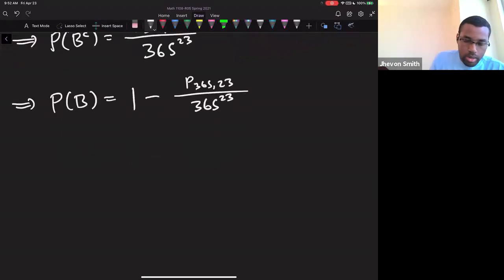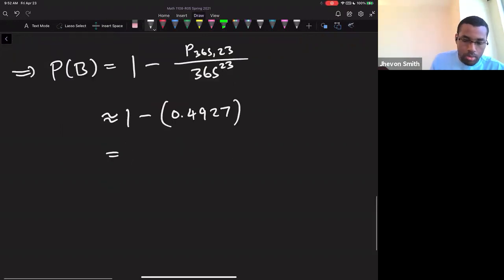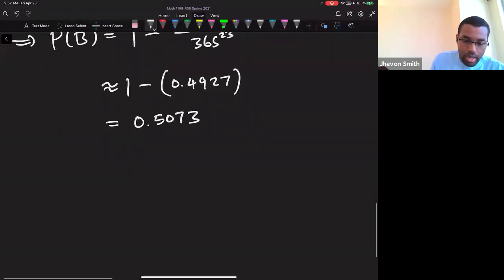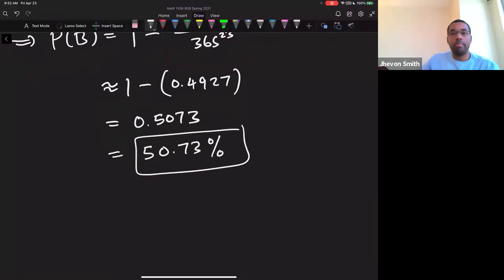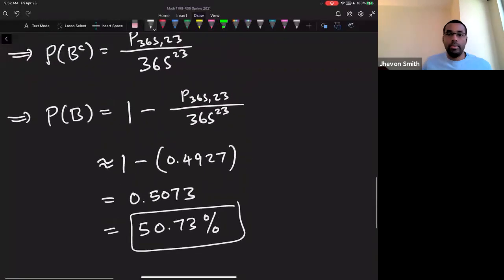And it turns out that that number is roughly 0.4927. And so that actually gives us 0.5073. There is a greater than 50% chance that two people share the same birthday. Right?